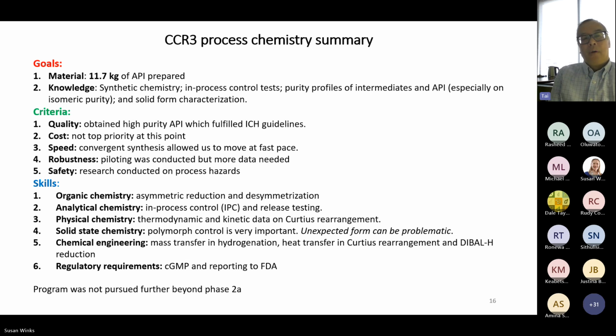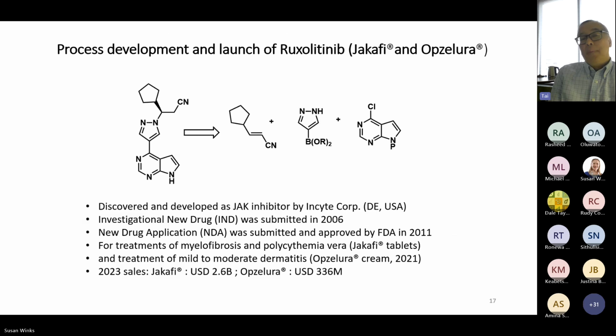The program was not further pursued beyond phase 2A due to clinical data. While it was disappointing, of course, to us and to the company, it allowed us a little more freedom to publish this work. Those are shown in the references in the previous slides. So that wraps up the CCR3 program, which I did with DuPont Pharmaceutical Company and Bristol Myers Squibb. Next, please. Now I moved to a different firm, which is Incyte Corporation.